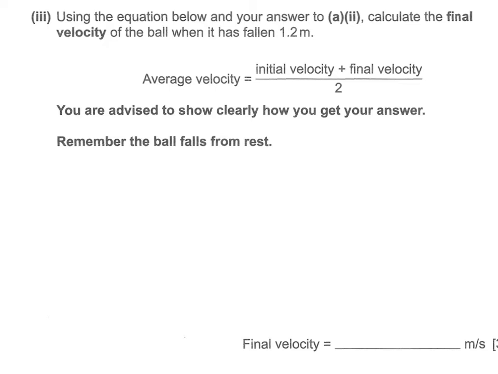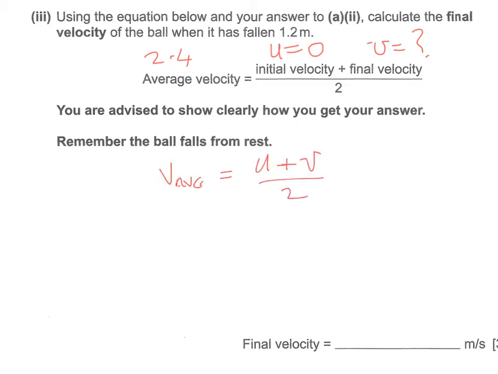Part 3 then. Using the equation below and your answer to part 2, calculate the final velocity of the ball when it has fallen 1.2 meters. So we've got initial velocity and final velocity. The average velocity can also be written as the mean of these two, and we do know the value of one of them. We know that it starts from rest, and we're interested in a final velocity here. And we know from our previous calculation that the average is 2.4. So you're basically just substituting into that.